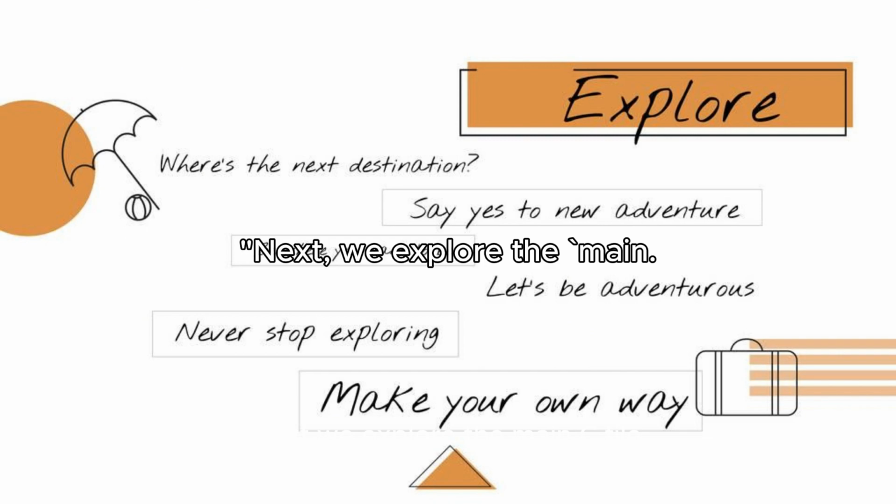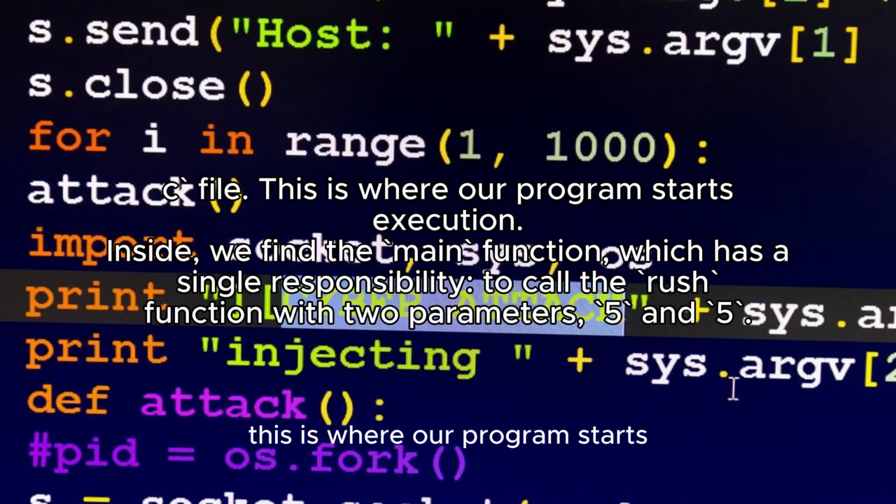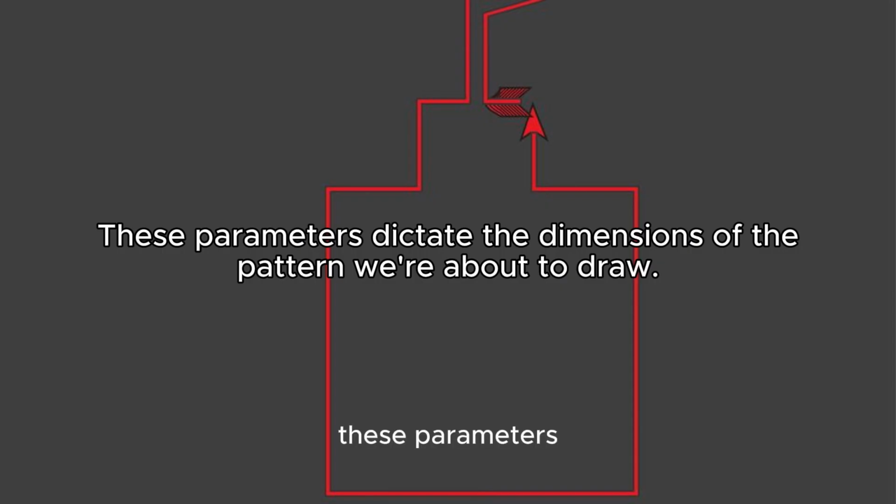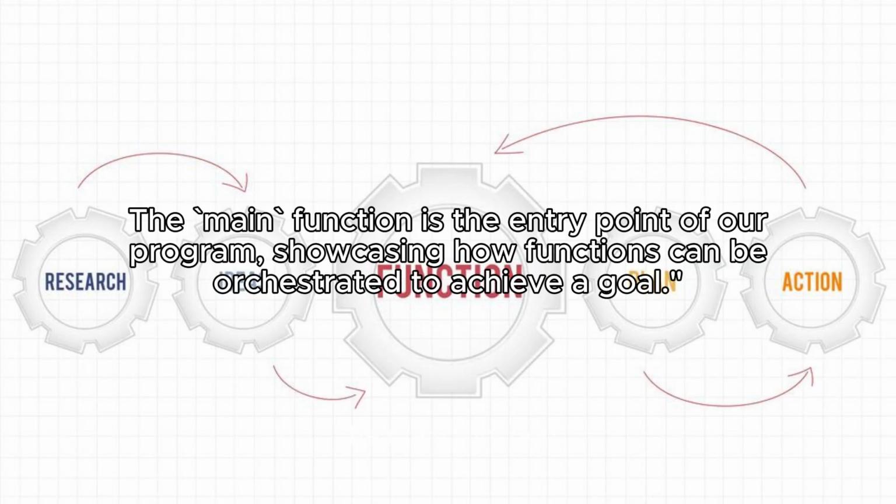Next, we explore the main.c file. This is where our program starts execution. Inside, we find the main function, which has a single responsibility: to call the rush function with two parameters, 5 and 5. These parameters dictate the dimensions of the pattern we're about to draw. The main function is the entry point of our program, showcasing how functions can be orchestrated to achieve a goal.